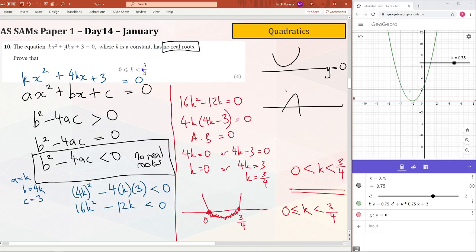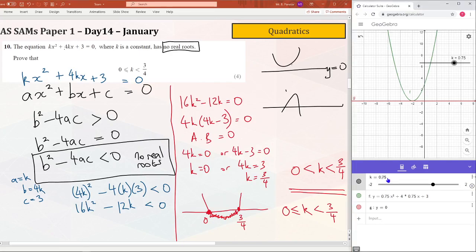Now let me just quickly show you again. If k was equal to 0, graphically speaking, that's what you would get. And you can see here that this graph is not crossing y equals 0. And let me just show you on the other end, 0.75. When k is equal to 0.75, there is a solution, and that solution is very clearly there.